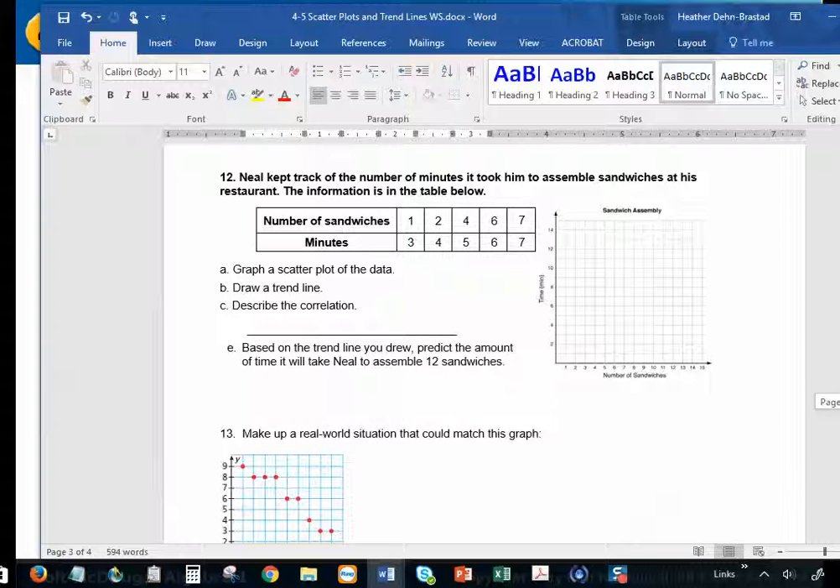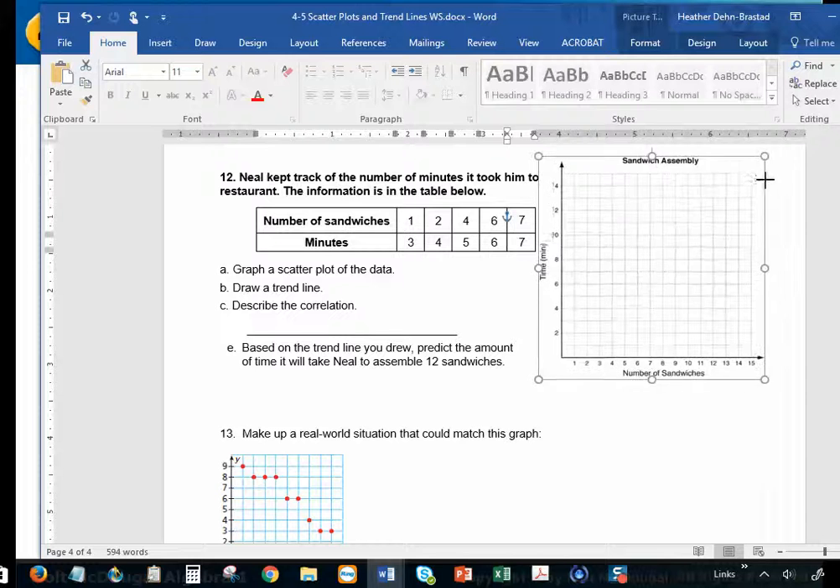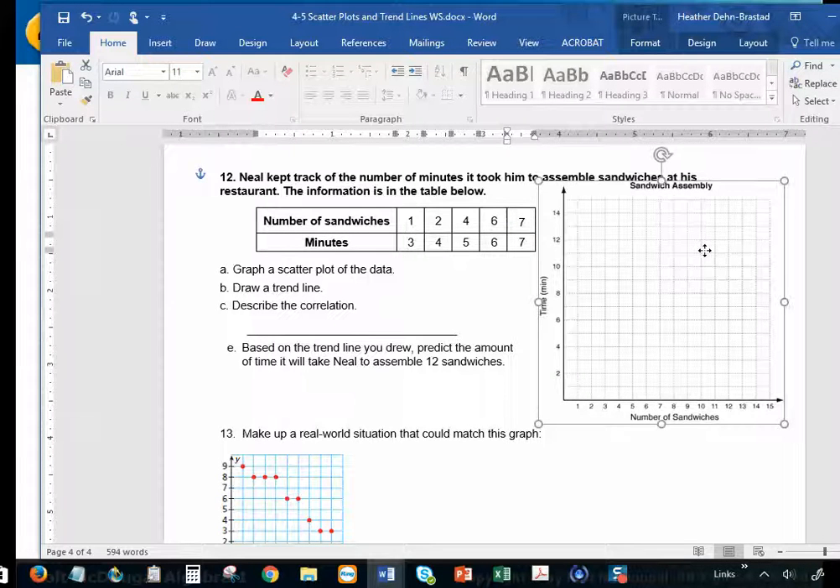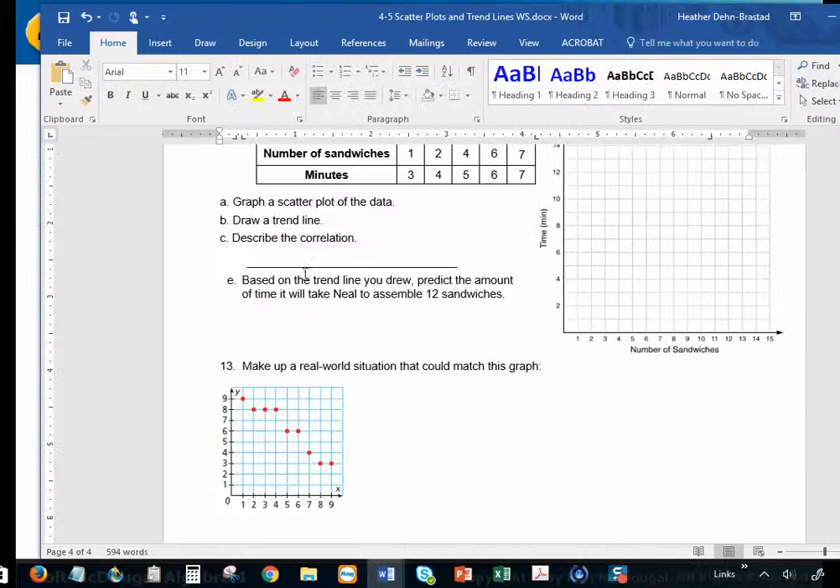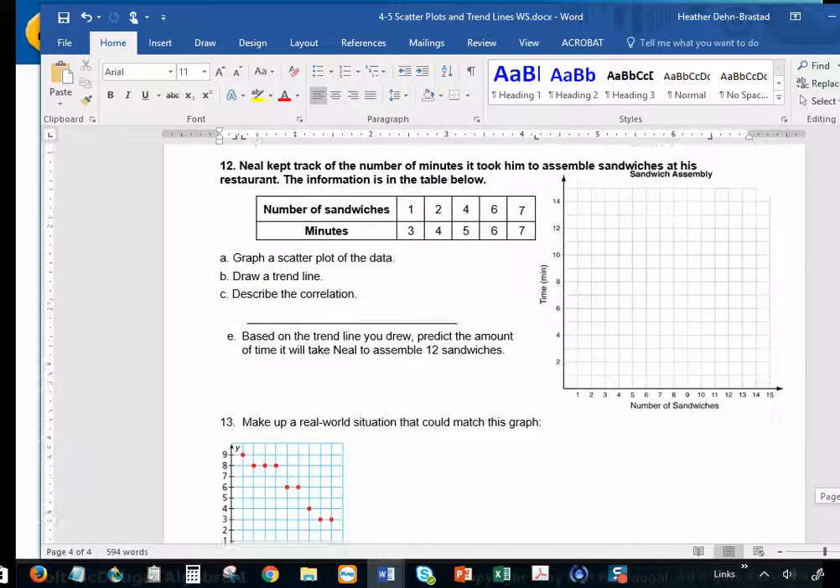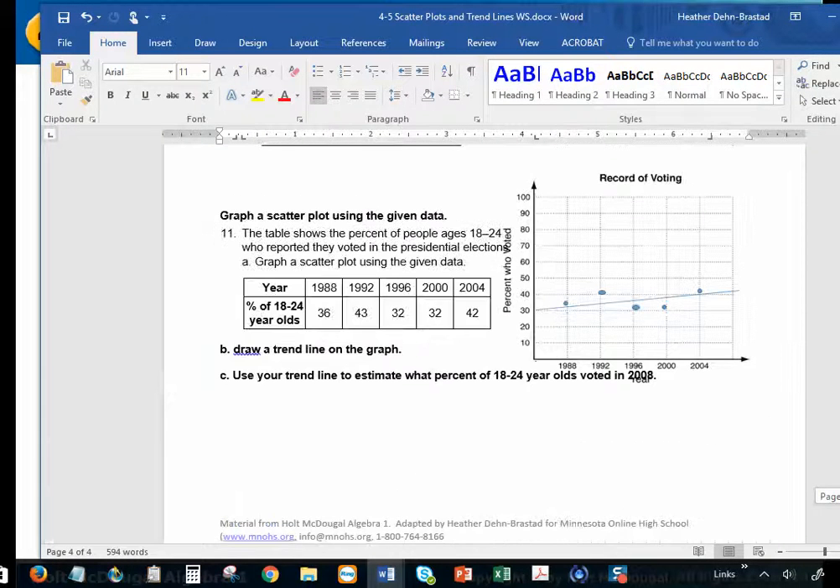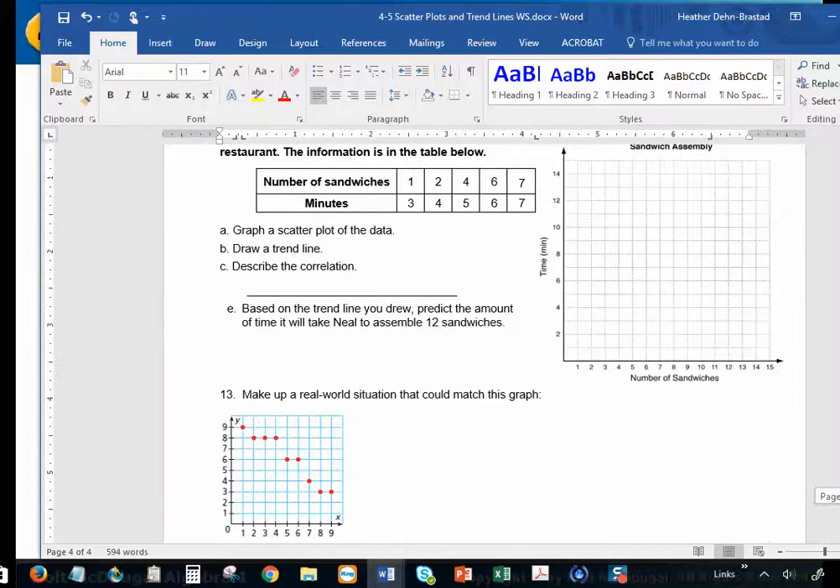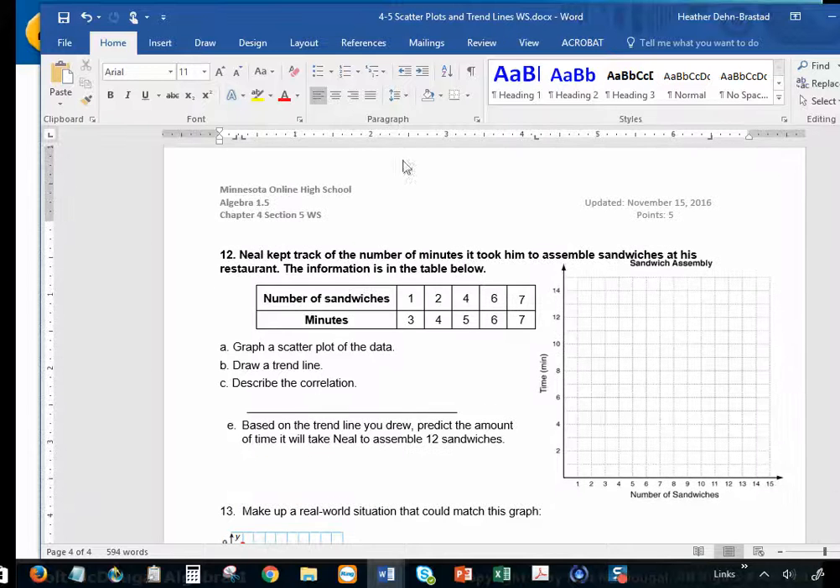All right, moving on. Here's another problem, number 12. So in this one, first you're going to make a scatter plot the same way that we talked about. And again, if you want to make this bigger, you can, just so it's easier to put your dots on it. And then you're going to draw a trend line, describe the correlation. I didn't ask you to describe this correlation, but it would be positive, but only slightly positive. And then you are going to make a prediction based on the amount of time it'll take Neil to assemble 12 sandwiches. So again, to add your points, remember, I'll just add the first one.